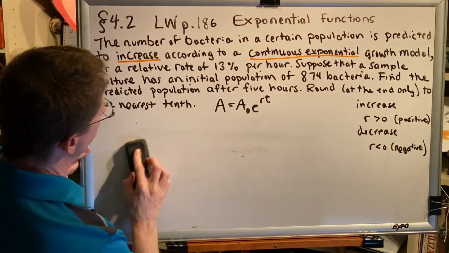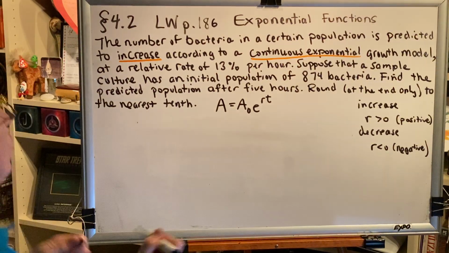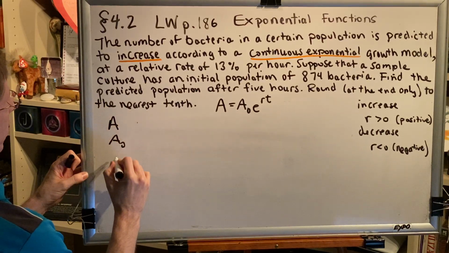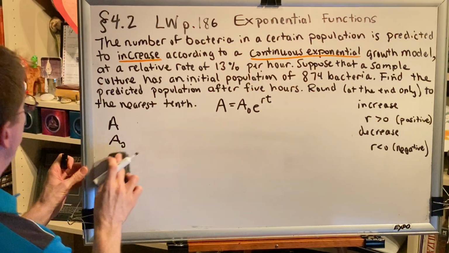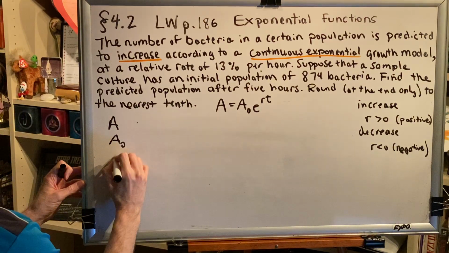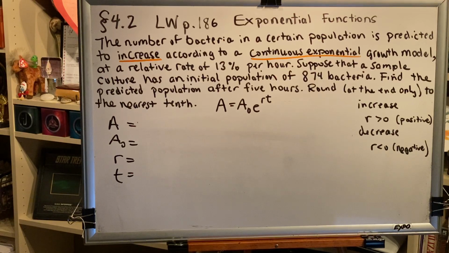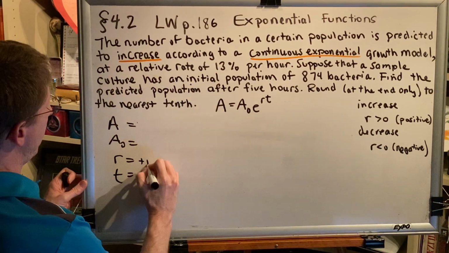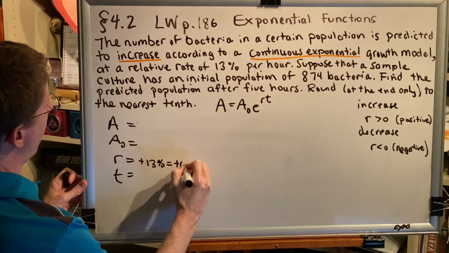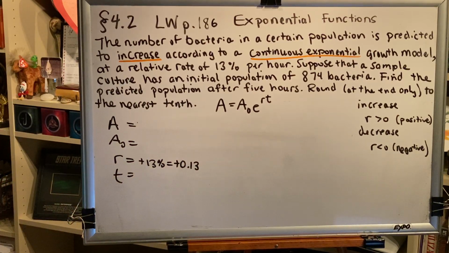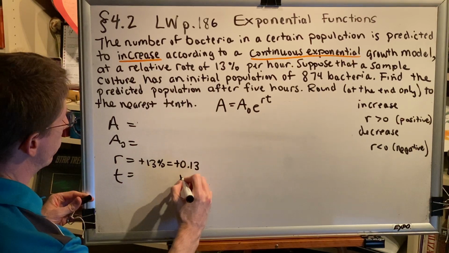Okay, great. So let's go ahead and identify what the variables are, and then we'll plug into our equation. We have A naught, E, sorry, that's a mathematical constant, I don't have to write that, R and T. Okay, let's read the problem again and we'll fill in what we know. The number of bacteria in a certain population is predicted to increase, so that's going to be a positive coefficient R, according to a continuous exponential growth model at a relative rate of 13%, which we'll write as positive 0.13 per hour. So time is measured in hours for this problem.